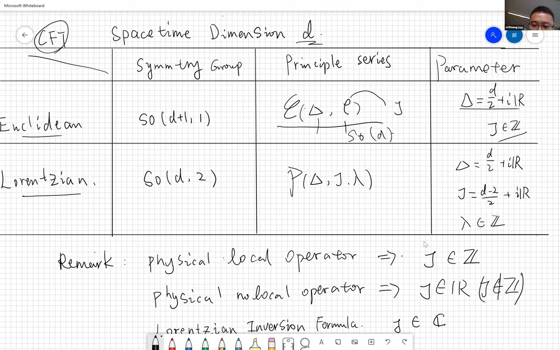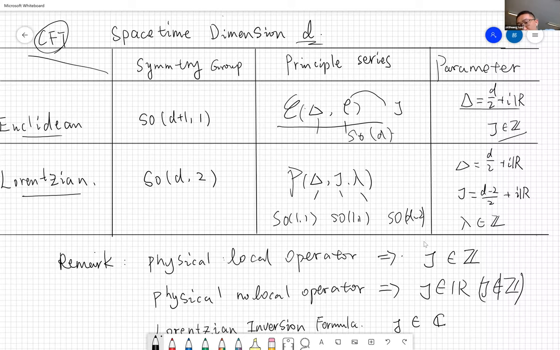This is a kind of decomposition of the symmetry group. Delta comes from SO(1,1), and g comes from SO(1,1), and lambda is SO(d-2). Now we should notice that the time dimension in Lorentz signature is not compact.